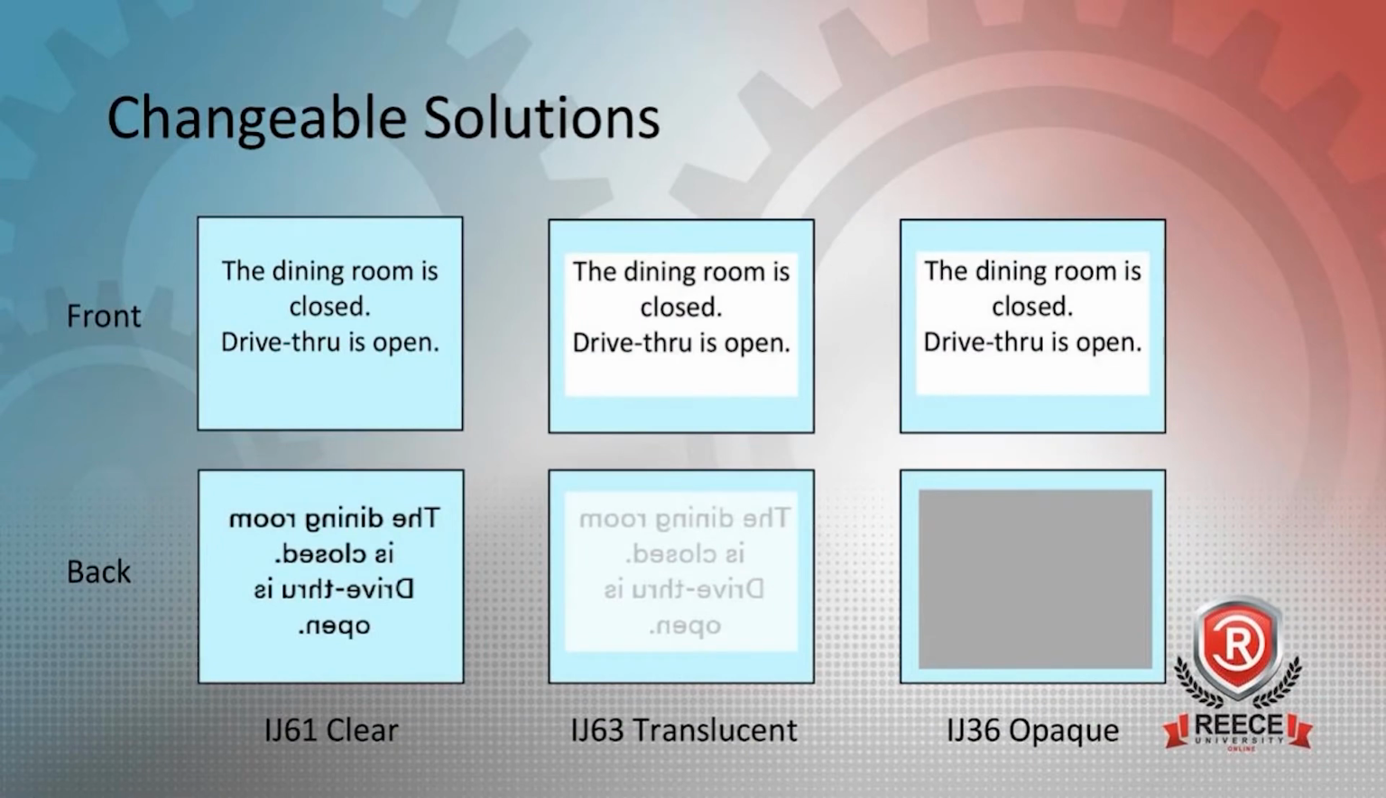So here are some of the 3M changeable solutions. We have an IJ61 clear. So what you print on the front of it, you're going to be able to see on the back side of the window.